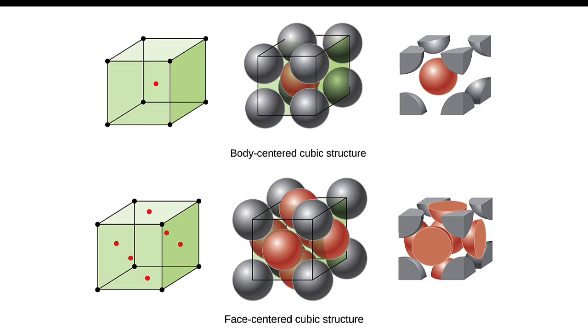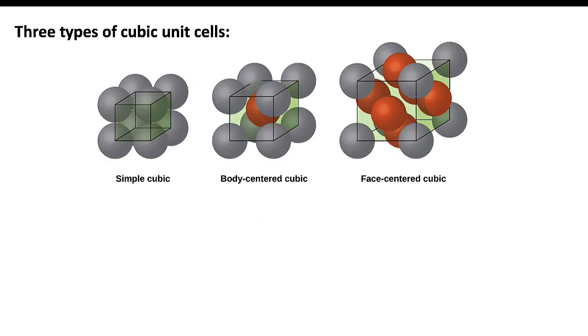And here are those 2 structures. Here's the body-centered cubic, where the gray atoms are on the corners and the red atom is in the center of the body of this unit cell. And we also have the face-centered cubic structure, where the red atoms are on the faces, all 6 faces here. These are 2 other cubic unit cells that we're going to look at in this video, and are really important to understanding other unit cells if you end up studying more solid-state chemistry.